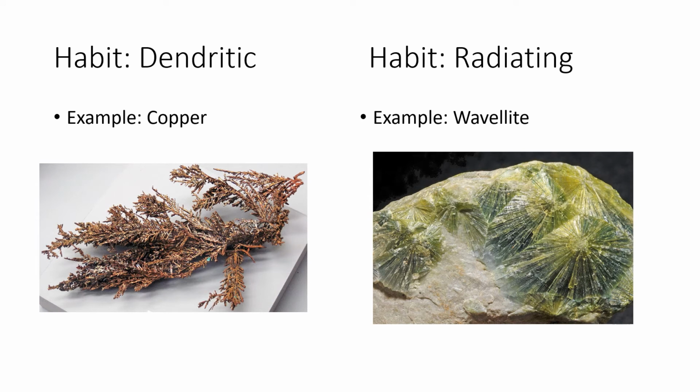So dendritic habits is where you're going to see things like native copper, native gold, and native silver, which means it was deposited due to hydrothermal activity. A radiating habit is also known as divergent, and the best example of this is the mineral called wavellite. And this is pretty descriptive, so when you see a yellowish green mineral that is radiating and looks like a whole bunch of little seashells, it's almost always wavellite.